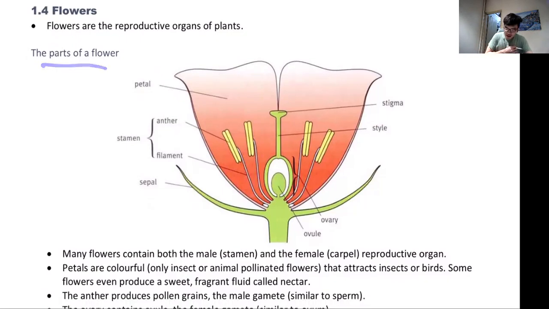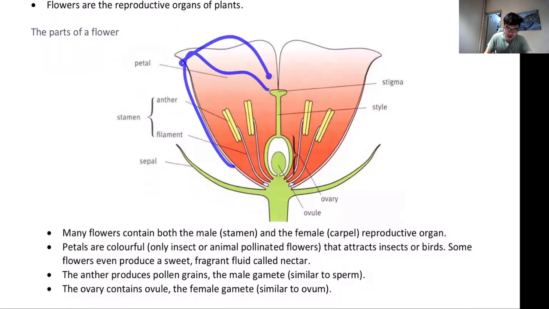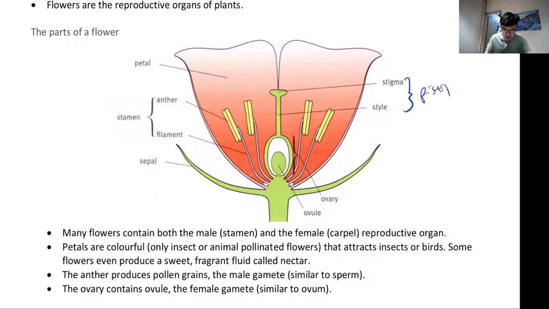As you can see, flowers look like this. They have many parts inside. I'm sure you at least know what the petal is. Petal is that hua ban, the thing surrounding a flower. I want you to take note of this thing called stamen and these two things called stigma and style, or I'll just call them pistil. There's another name for it. Pistil.